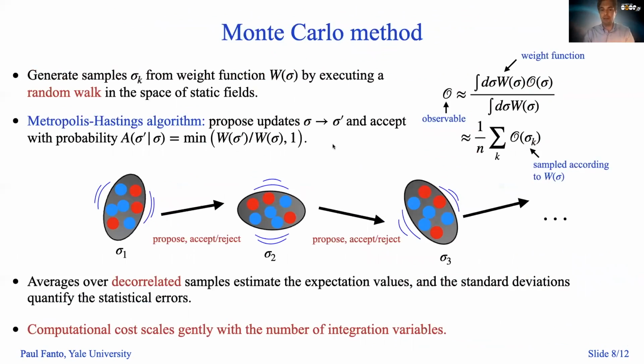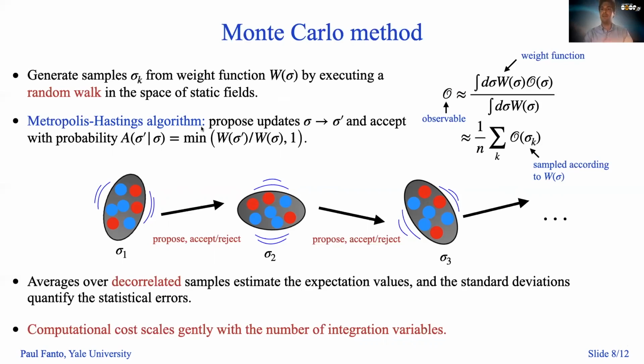Here, I will discuss the Monte Carlo method that we use to calculate finite temperature observables in practice in the SPA+RPA. In the SPA+RPA, an observable O can be expressed as this expectation value with respect to a weight function W, where sigma denotes the static auxiliary fields. And expectation values of this form can be estimated by taking an average over independent sample configurations sigma k that are drawn according to the weight function W. In order to generate these samples, we execute a random walk in the space of static fields, and we guide this walk using the Metropolis-Hastings algorithm.